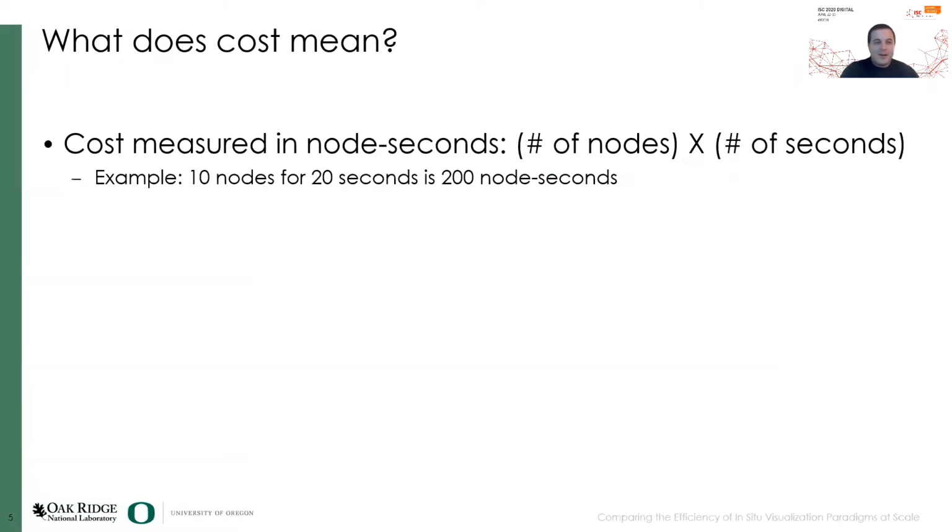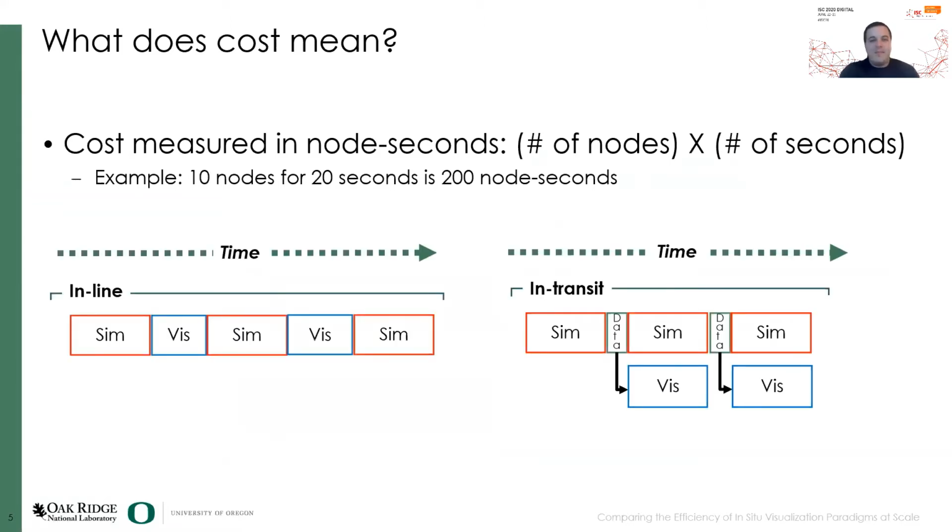So what do I mean by cost? In this paper, we're measuring cost in terms of node seconds. We have our number of nodes multiplied by the number of seconds in use. For example, let's say we have 10 nodes running for 20 seconds. This is a 200 node second allocation.